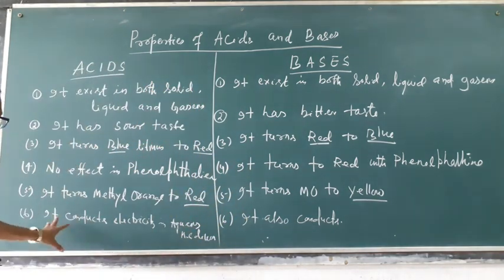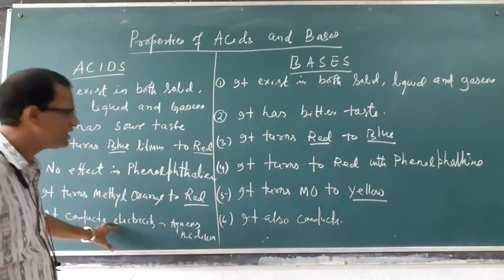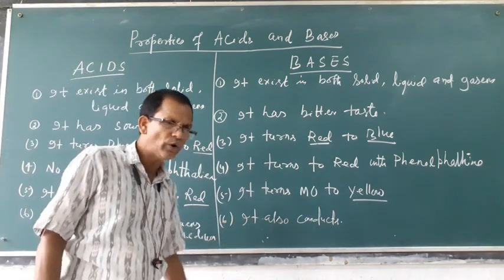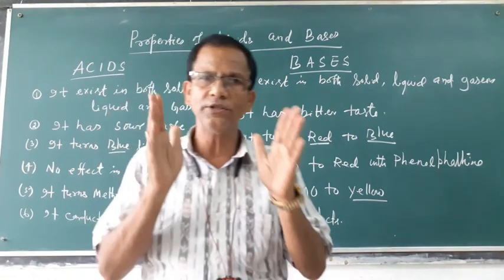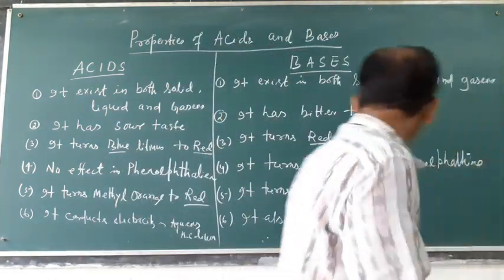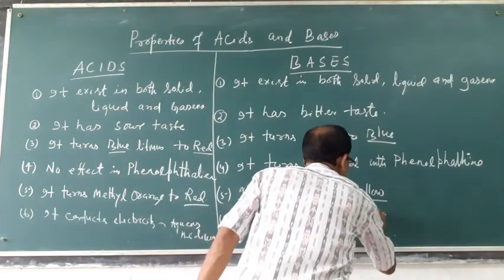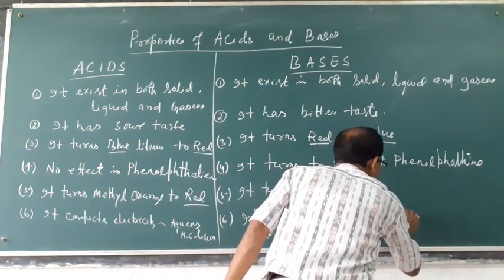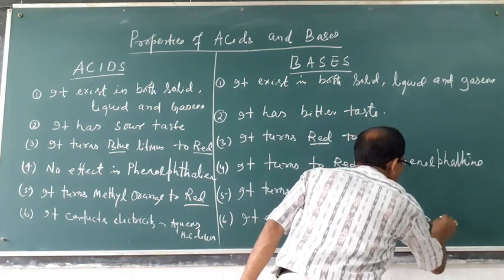The question is, why do acid and base solutions conduct electricity? When acid and base are dissolved in water, they produce ions. What? They produce ions.